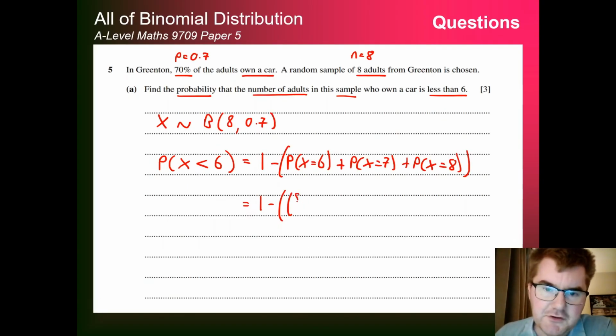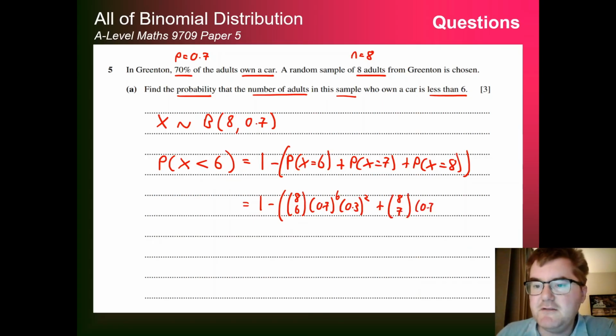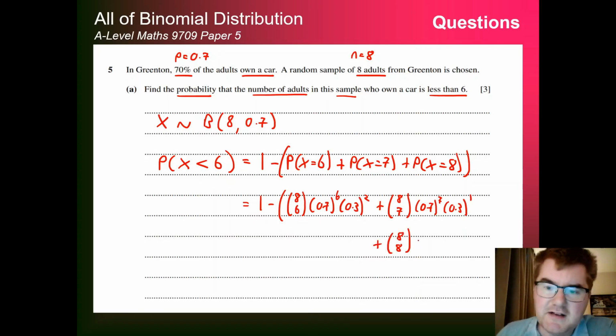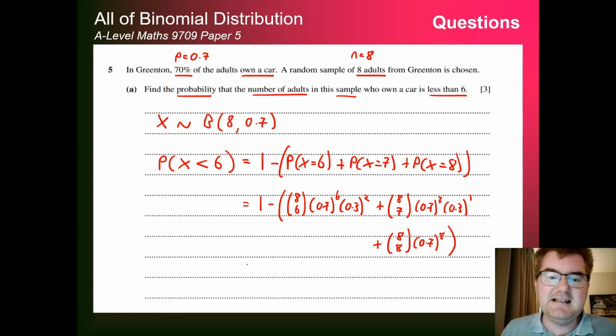So we have 8 choose 6. And we have 0.7 to the power of 6, 0.3 to the power of 2. Then we want to add together 8 choose 7. So 0.7 to the power of 7, 0.3 to the power of 1. And then finally 8 choose 8, which is just 1, but we can still write it in, is 0.7 to the power of 8. And anything to the power of 0 is 1, so we don't have to worry about that too much. Now, the question is, how do we write this into the calculator reliably, making sure we've got the timeses and pluses in the right place? Let's go and do that now.